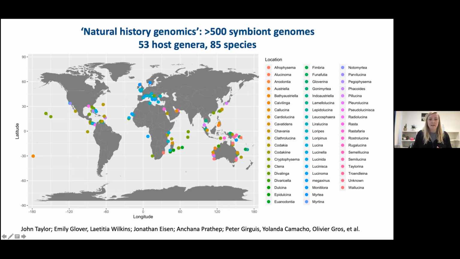We've covered 53 host genera so far. I'm not sure how many host genera have been described, but this is really representative of the whole diversity of the lucinid tree of life. We covered 85 different species of hosts from deep and shallow waters. And from each of these host animals, we've been able to take a sample and through metagenomics sequence the symbiont genome sequence. And now our data set comprises more than 500 symbiont genomes.